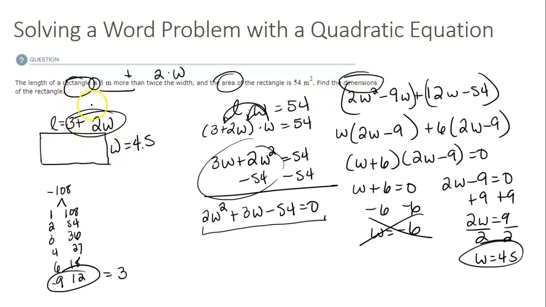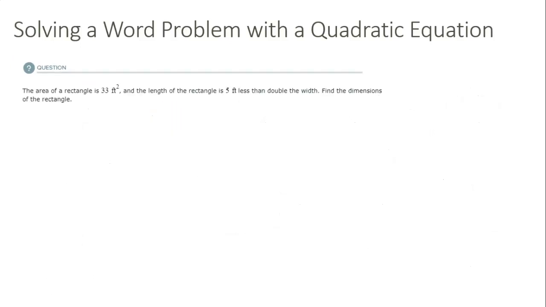The length is 3 plus 2 times the width, so that's 3 plus 2 times 4.5. 2 times 4.5 is 9, and 9 plus 3 is 12. All right, I want you to have all this written down, use it as an example. You try this one, see if you can do it step by step.